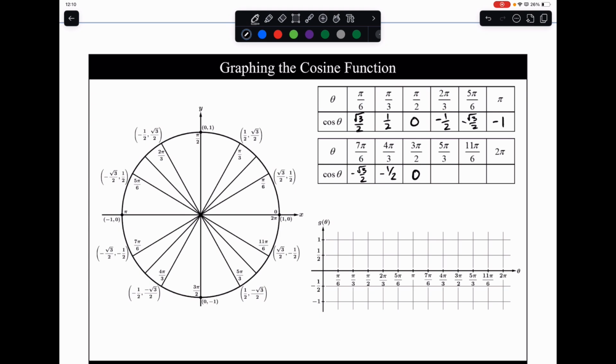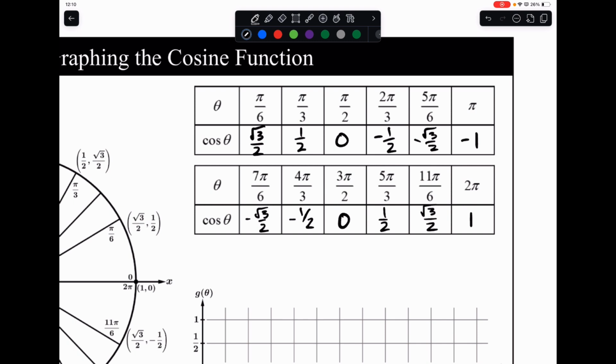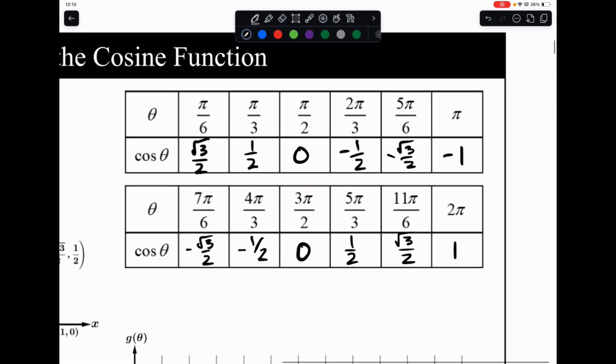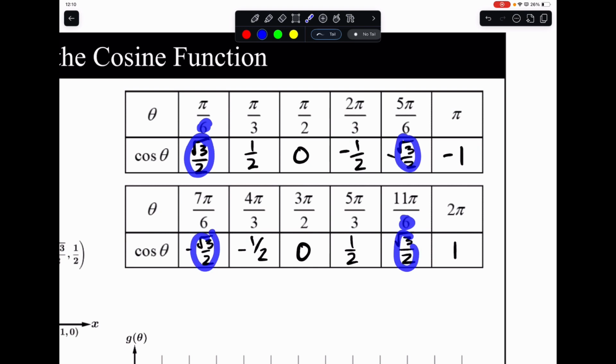So the cosine of 5 pi over 3 is equal to 1/2. 11 pi over 6 is radical 3 over 2. And at 2 pi, the x value is equal to 1. And just like with sine, you're going to notice again that you have the exact same values. At everything that has a denominator 6, your ratio is going to be radical 3 over 2, radical 3 over 2. Okay?